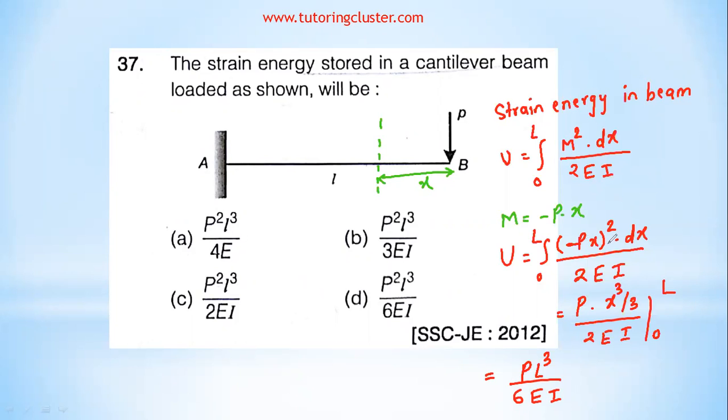Sorry, it is what? Px square, right? So it will be P square everywhere. Okay, so what will be the correct answer? Correct answer will be option number D. Okay, so you have to remember this formula, very important.